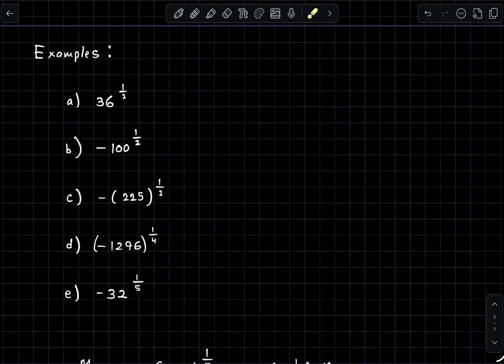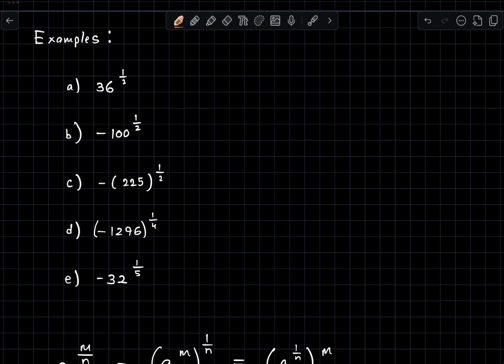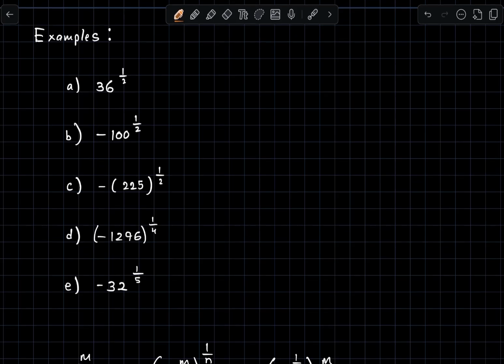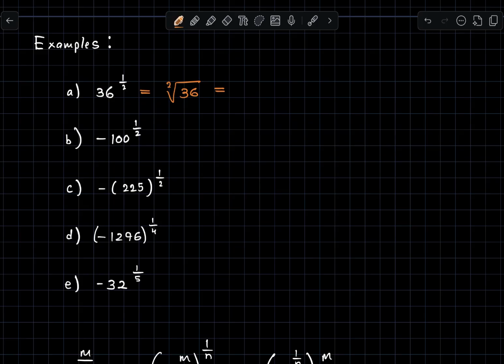All right, so let's look at some examples here. 36 raised to the 1/2 power. So this is the same thing as saying the square root of 36, which is just going to be 6. 6 times 6 is going to give us 36.